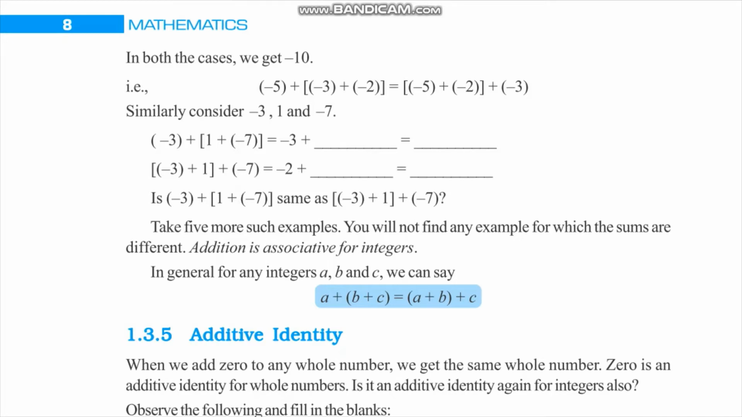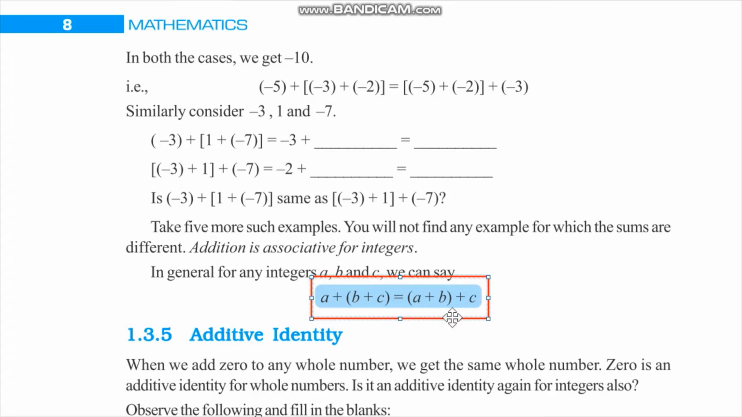So the grouping of the integers does not matter and you'll get the same result regardless of how the integers are grouped. Take 5 more such examples. You will not find any example for which the sum is different. In general, for any integers A, B and C, we can say that (A plus B) plus C is equal to A plus (B plus C).